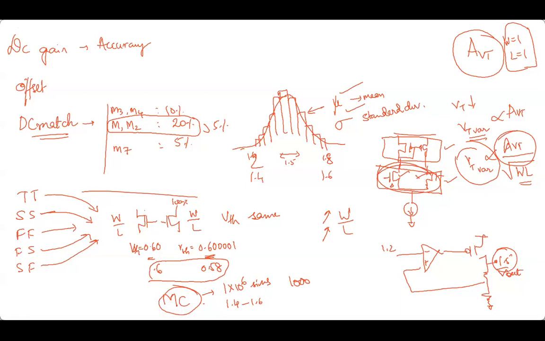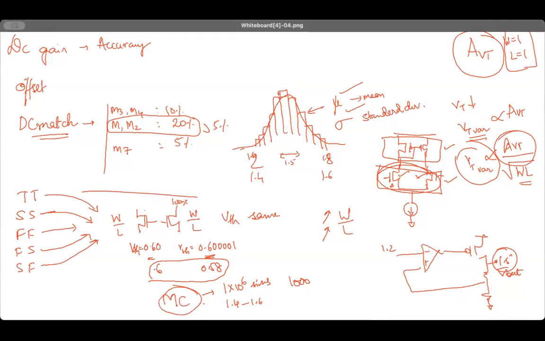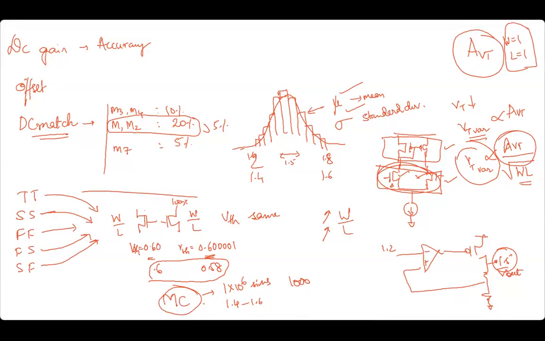If your design is good, if you have made sure that all the issues are taken care of, especially with respect to the mismatch and variability, then your distribution may be tighter, meaning earlier it was varying between 1.2 and 1.8. Now it could be 1.4 to 1.6 only, depending on the accuracy that you have.